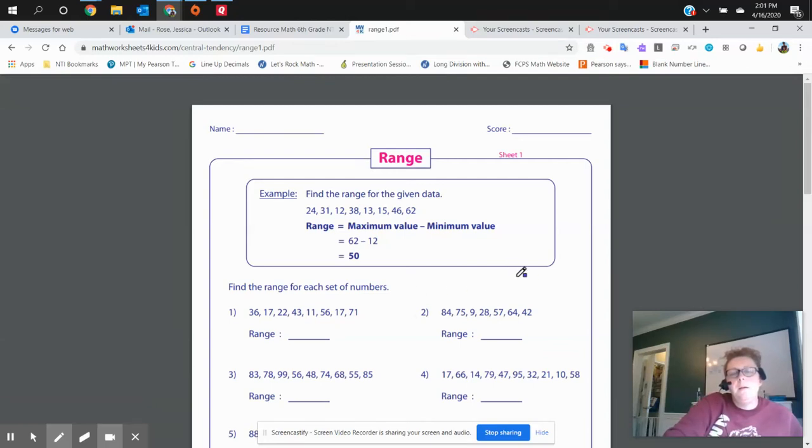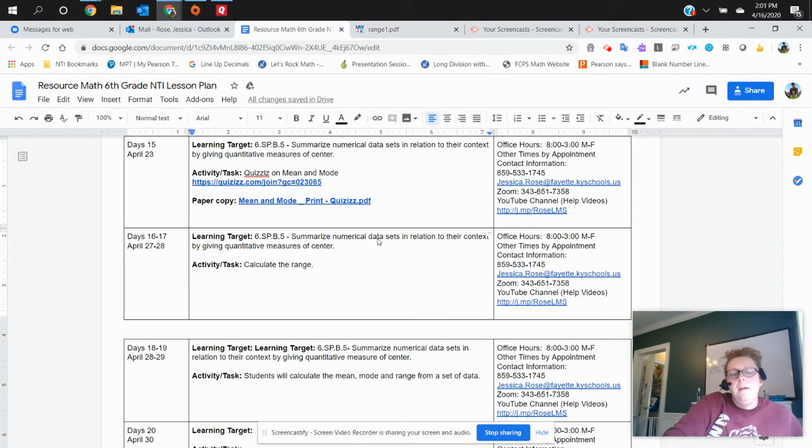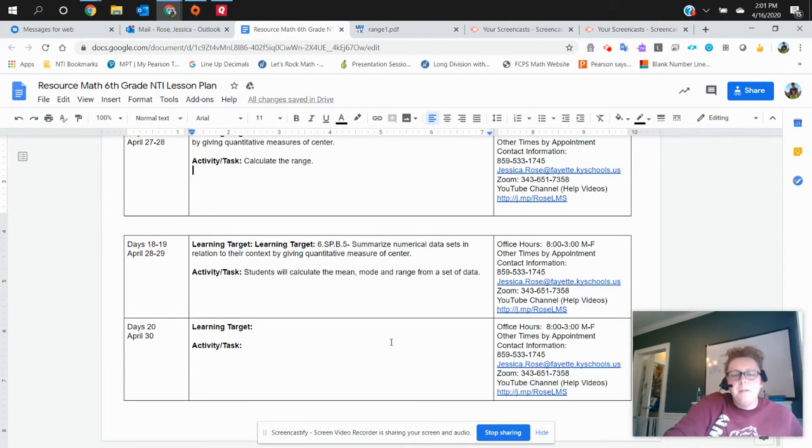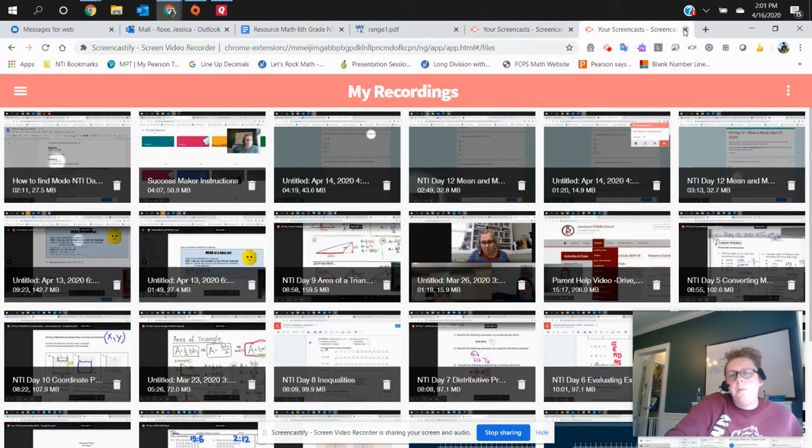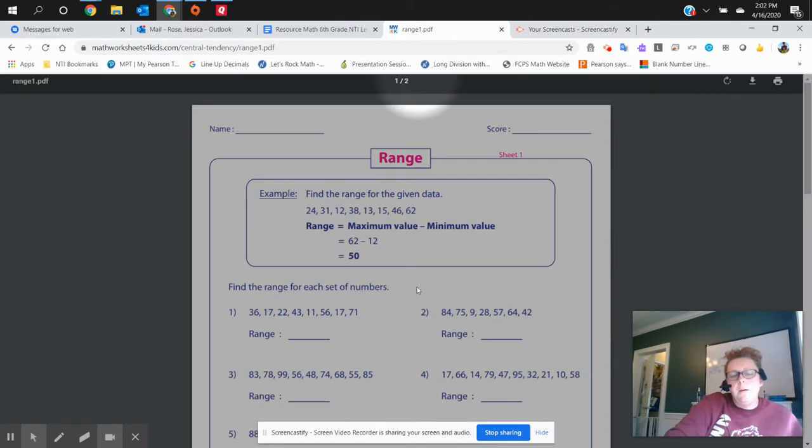This will be NTI day. Let me look this up really fast. Sorry about that. It's going to be NTI days 16 through 17, April 27th through 28th. And hopefully this one will help you know how to do range at the end.